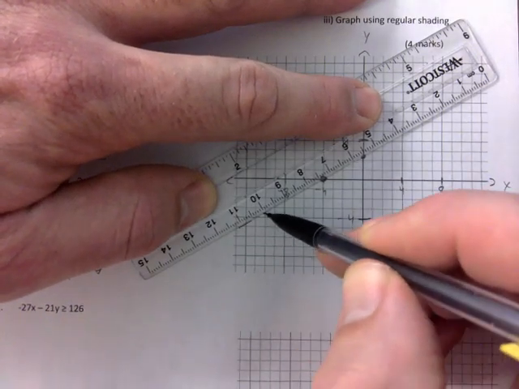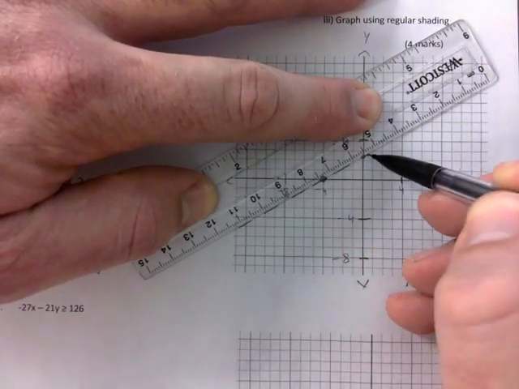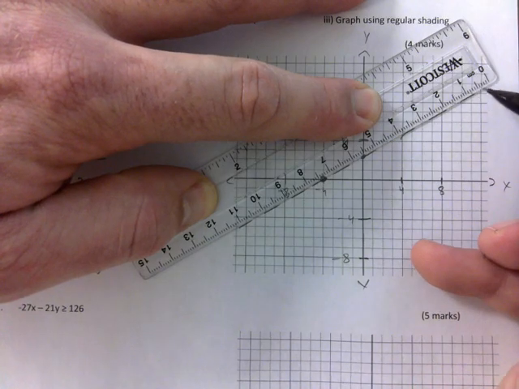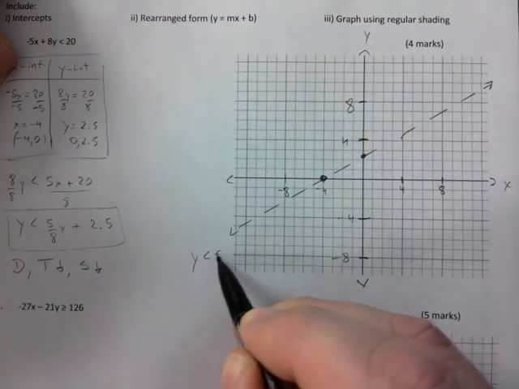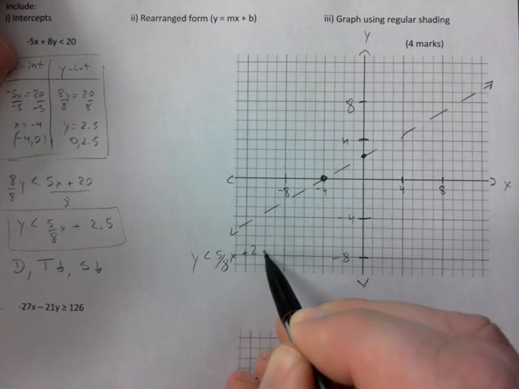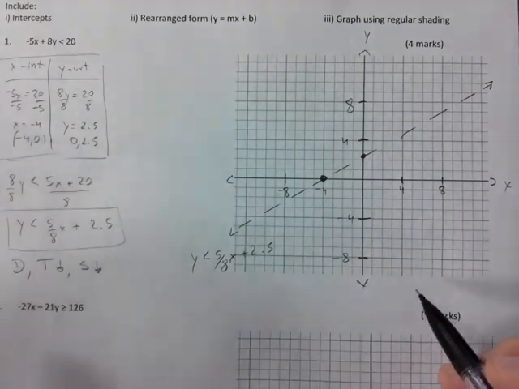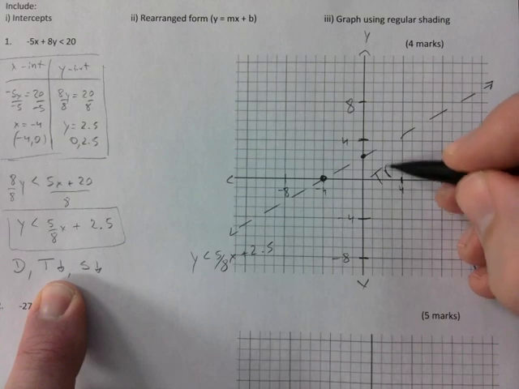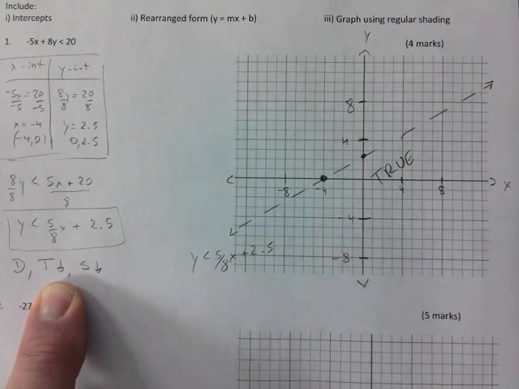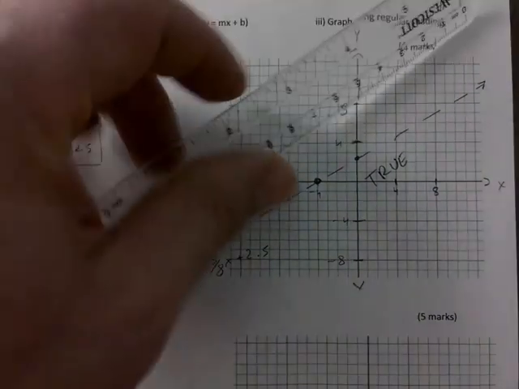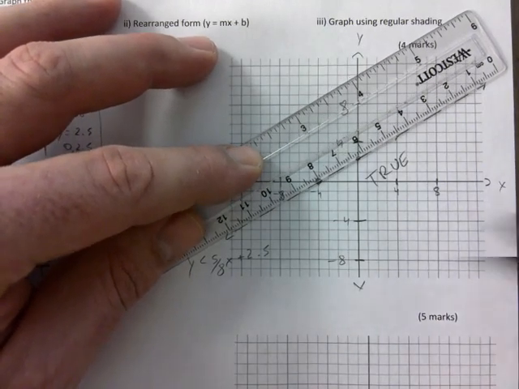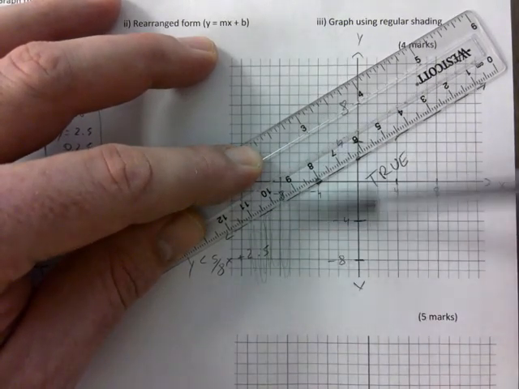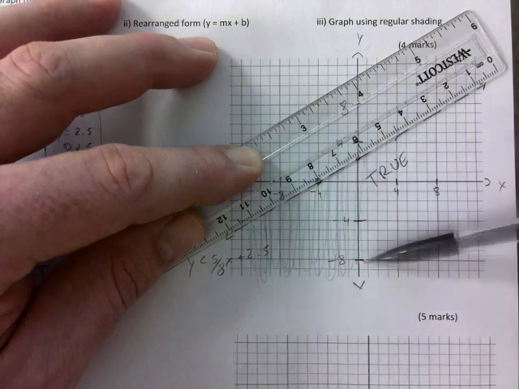So we're going to go dashed. We're going to be dashing through the snow after this, right? Y is less than 5 over 8x plus 2.5. And the true region is here, right? True or solution, I don't care what you call it. And so in this case, I'm going to shade regular because it's really easy to see where the solution region is.